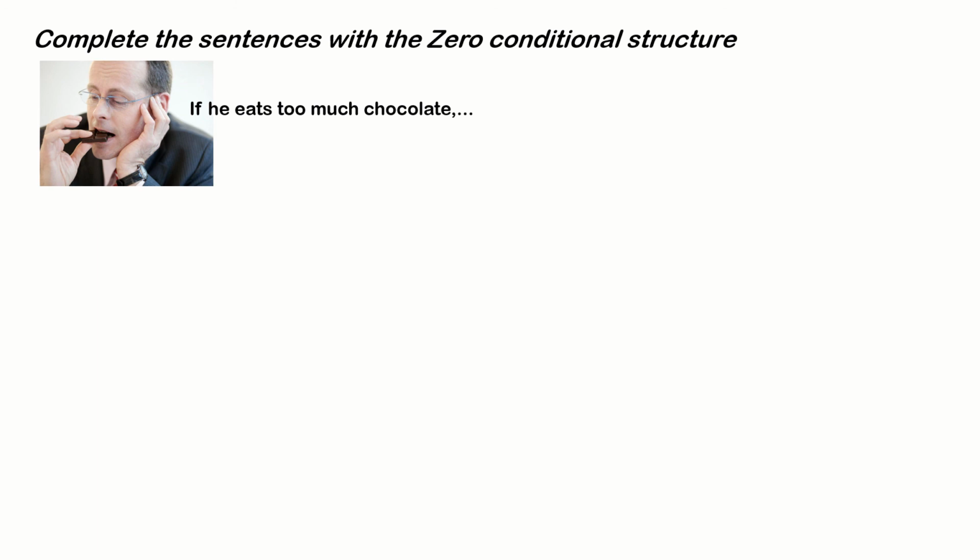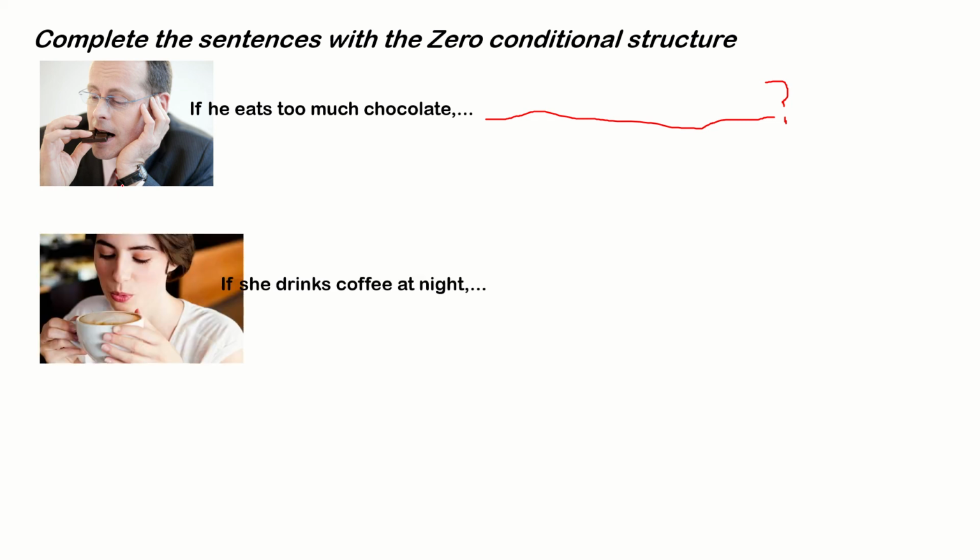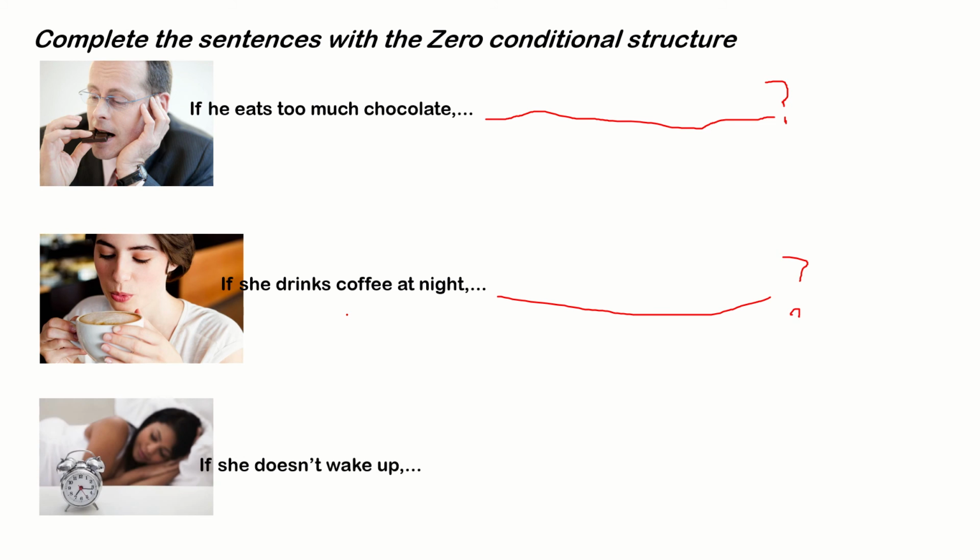Okay, so complete the sentences with the 0 conditional structure. All right, if he eats too much chocolate, what would happen? So here I want you to pause this video and tell me what would happen. Okay? If he eats too much chocolate, he gets diabetes, maybe, or he gets fat, or whatever you decide. All right? If she drinks coffee at night, what happens? You tell me. If she doesn't wake up, what happens? Good.